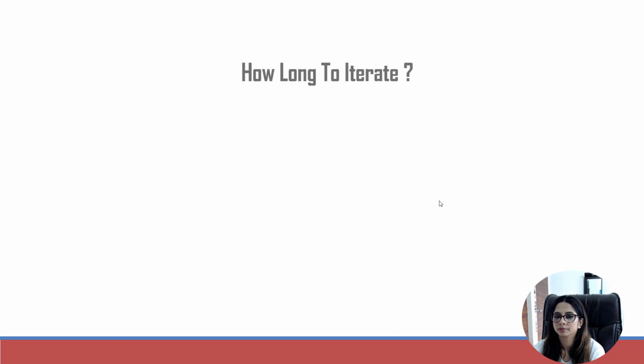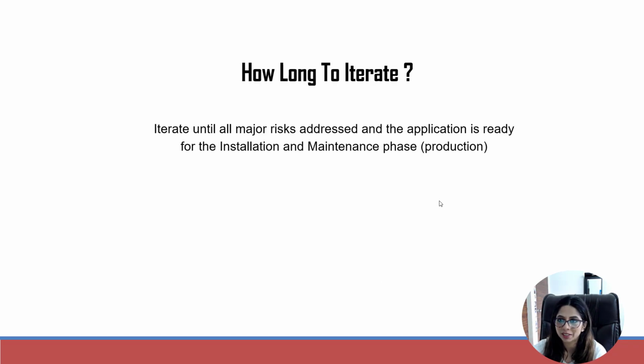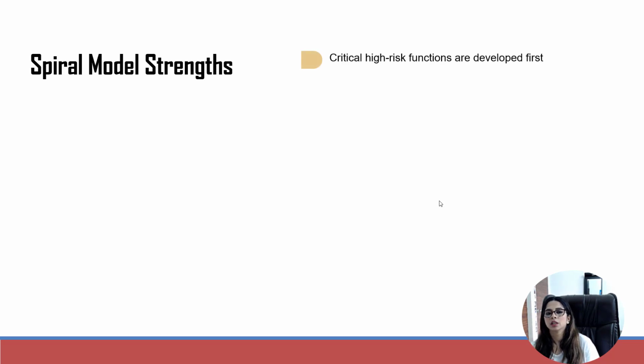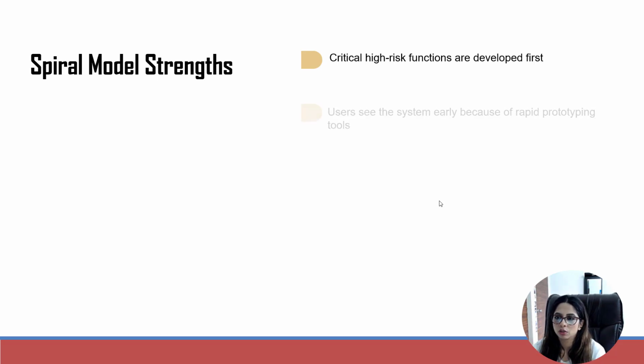Moving forward. Okay, how long to iterate? Because it's iteration in the spiral model, you have to know how long to iterate. You have to iterate until all the major risks are addressed, as in they are resolved or some remedial actions have been taken. Till then you should iterate in this model. Now the advantages of the spiral model: high critical risk functions are developed first. Yes, because if something is very risky, it will be developed first, so that in the later phases the higher risks are no more left. You have already taken steps to resolve those.